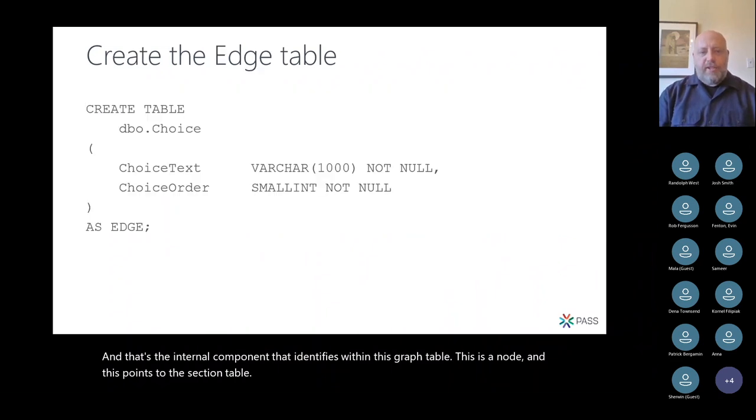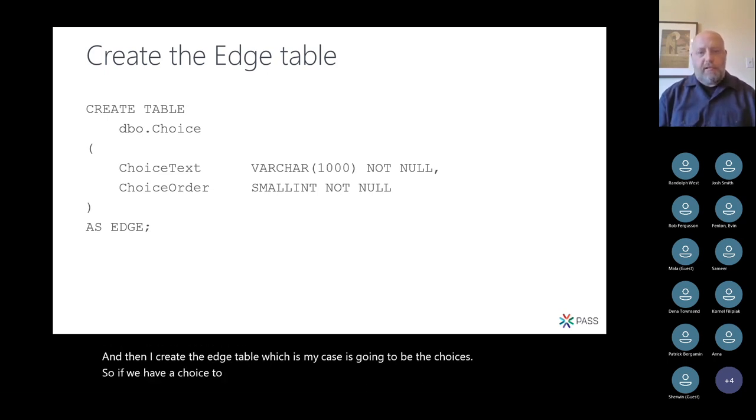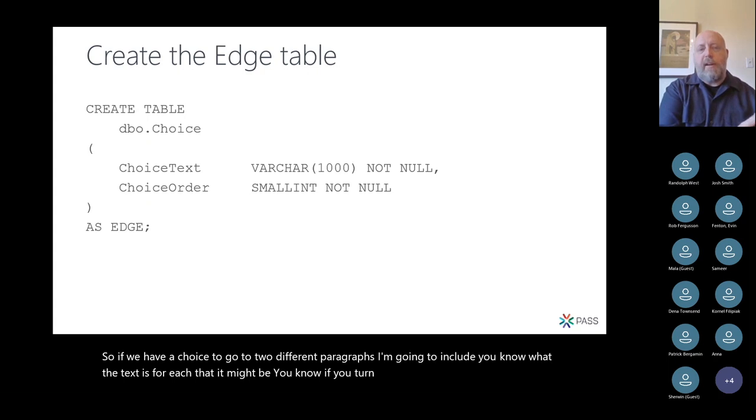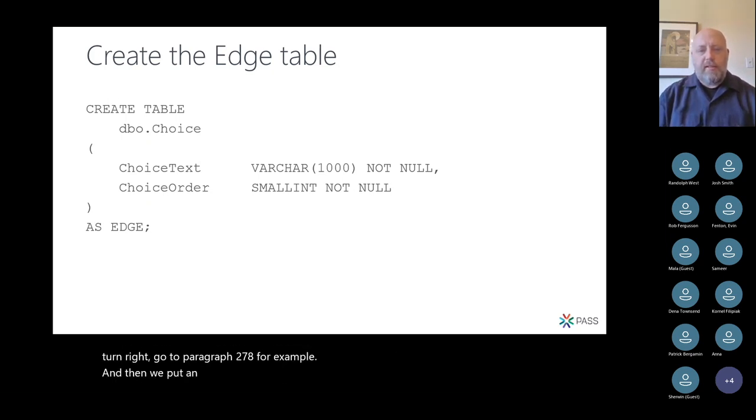Then I create the edge table, which in my case is going to be the choices. If we have a choice to go to two different paragraphs, I'm going to include what the text is for each of those. It might be, if you turn left, go to paragraph 71. If you turn right, go to paragraph 278, for example. And then we've put an order so that we can put them in the right order when we present them back to the viewer.